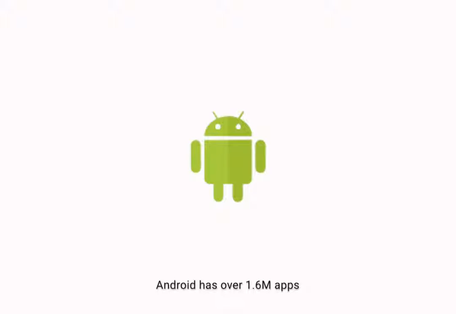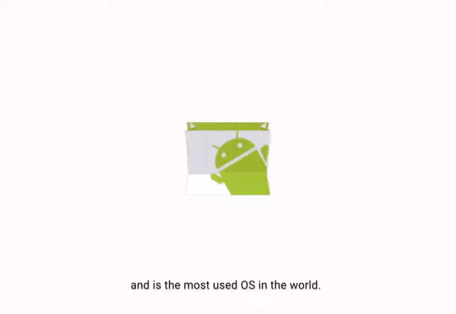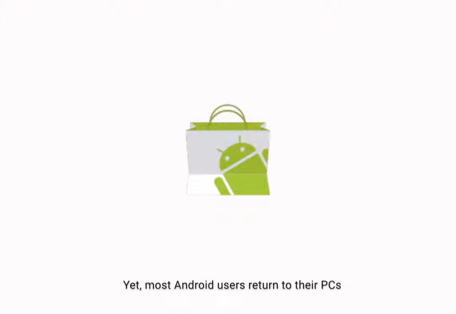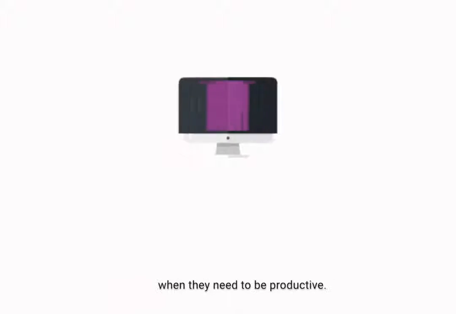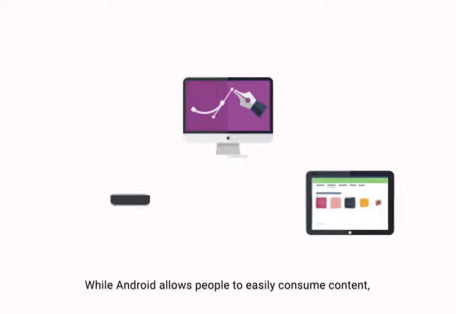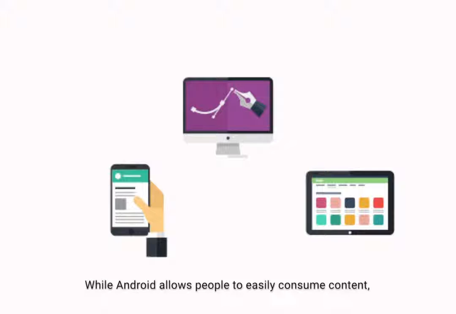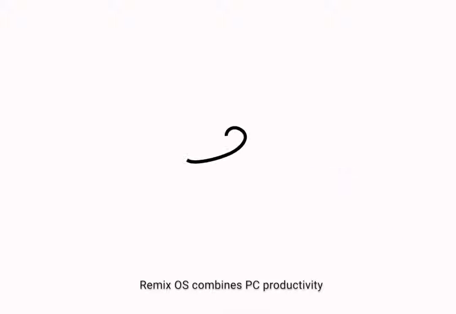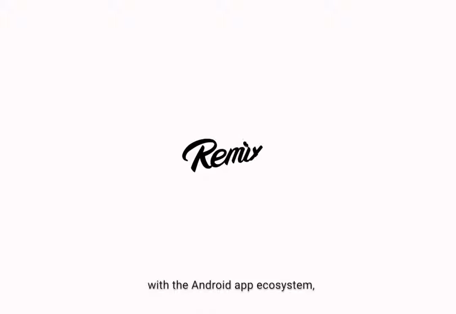Android has over 1.6 million apps and is the most used OS in the world. Yet most Android users return to their PCs when they need to be productive. While Android allows people to easily consume content, it has limitations with productivity. Remix OS combines PC productivity with the Android app ecosystem and is pioneering Android PCs.